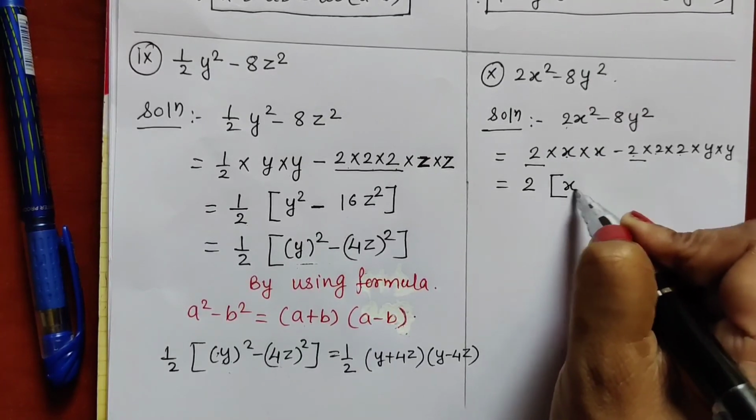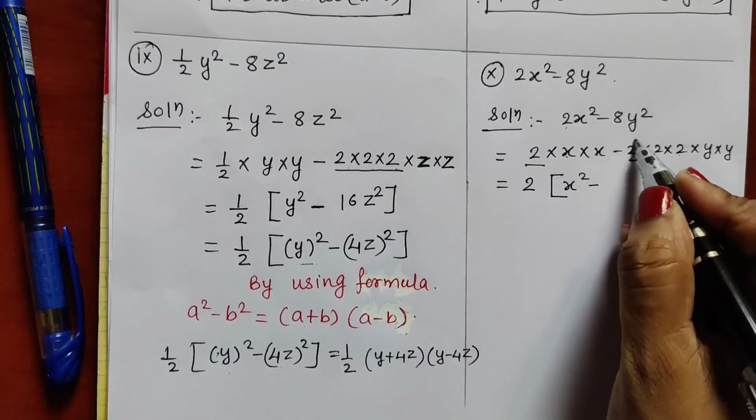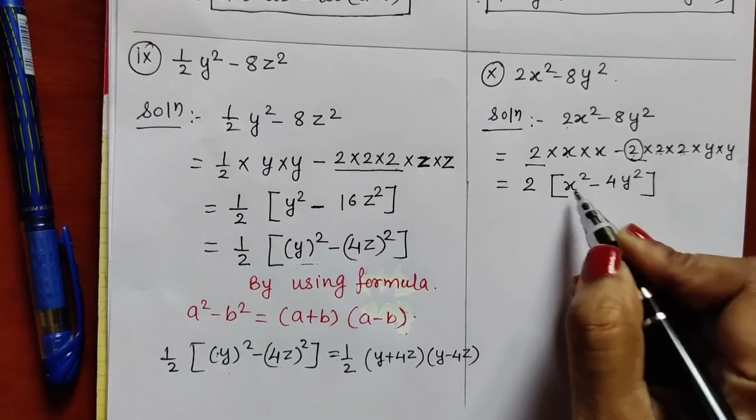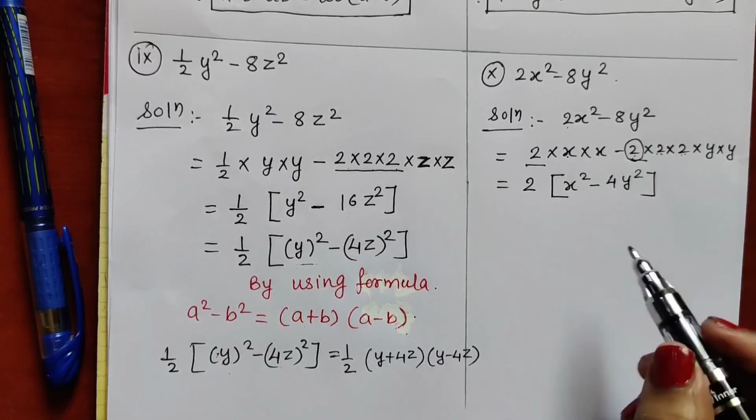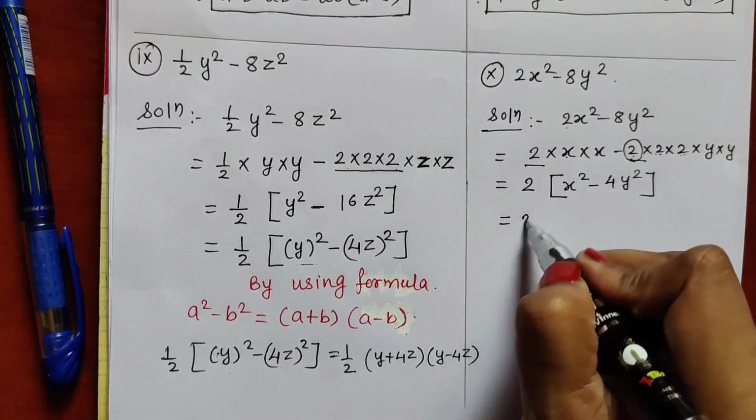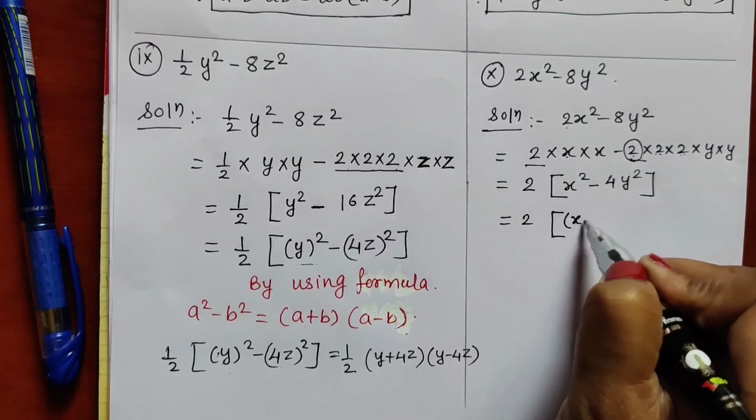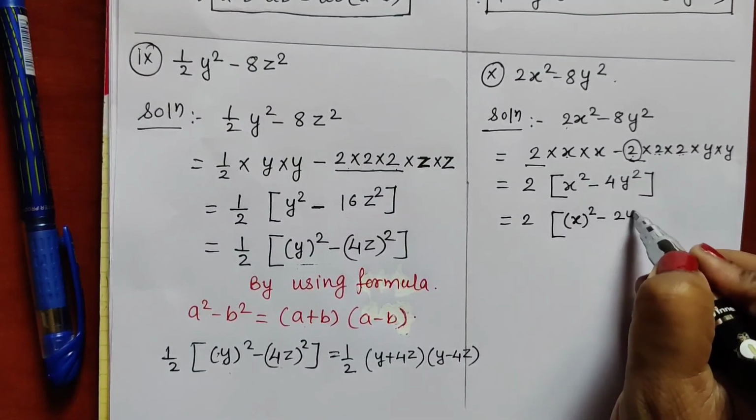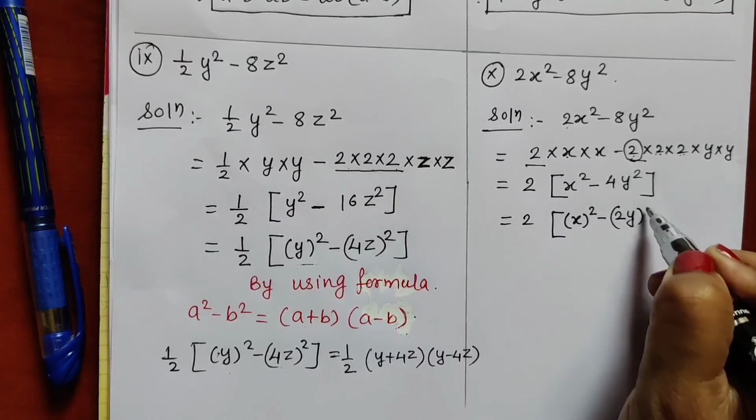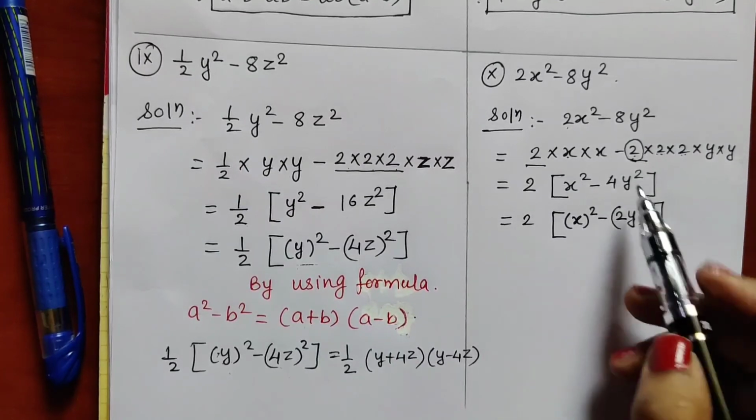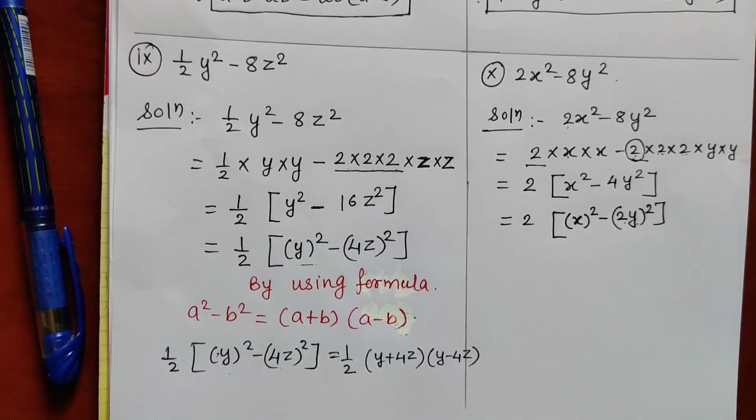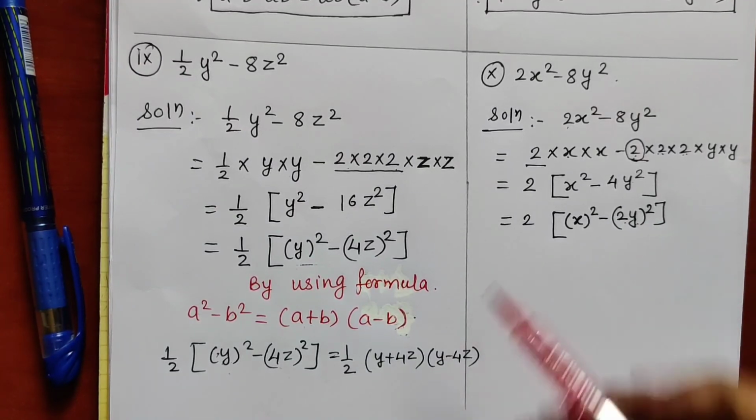x into x is x square minus, this 2 is taken out common, 2 2s are 4 y square. Again a square is there inside the bracket, so we can apply the formula, but before applying it, convert it properly into squares. x square stays as x square, and 4y square can be written as (2y) whole square. 4 is the square of 2 and y square is the square of y. Now we can apply the formula.